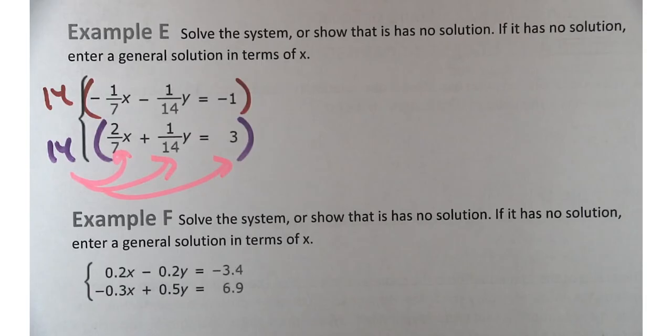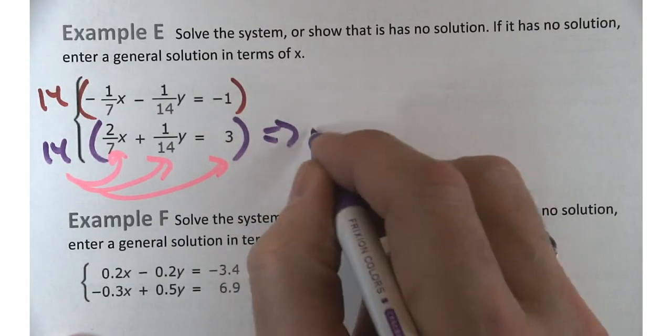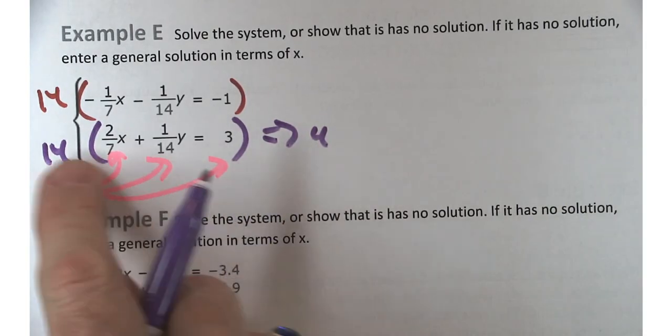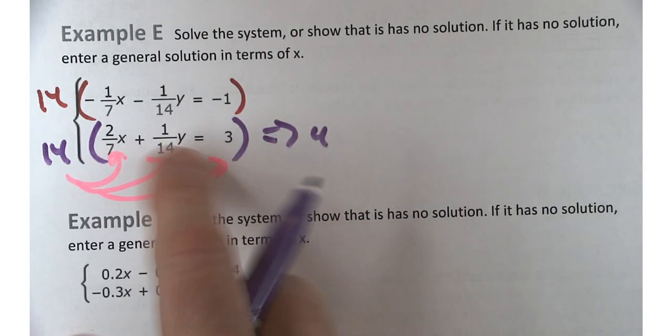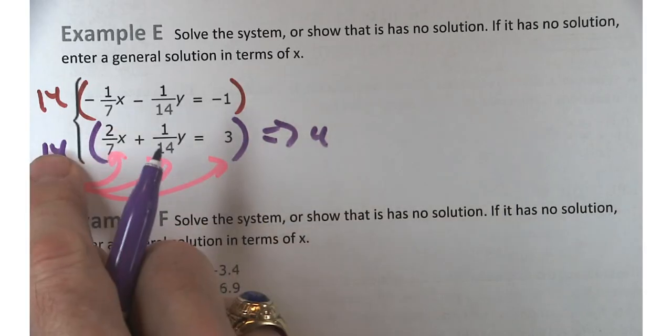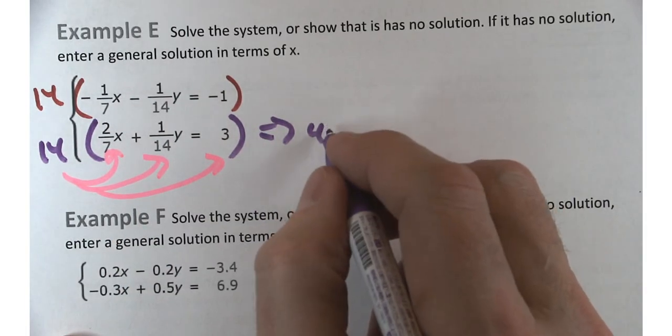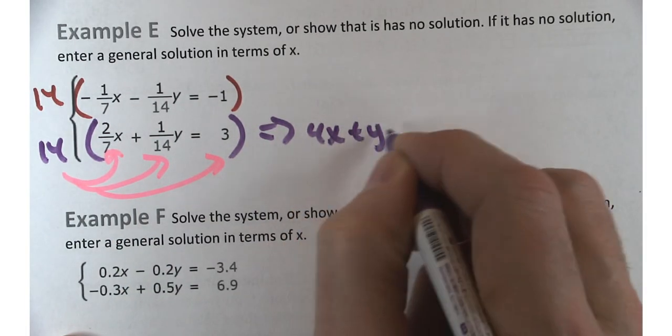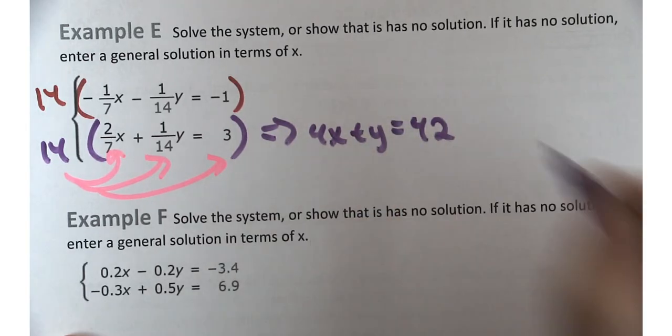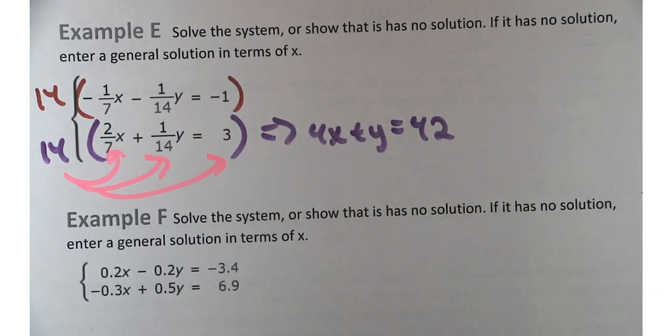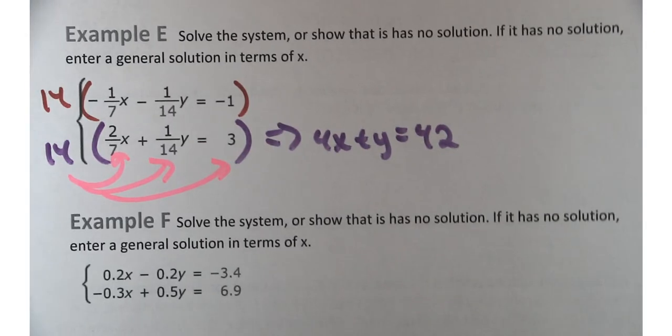So we get a 4 here. And then 14 times 1/14, well, I hope we can do that one in our head. Multiply a number by its reciprocal, you're going to get a 1. So 4x plus y equals 14 times 3, which is going to be 42. Try and clean up the first equation.